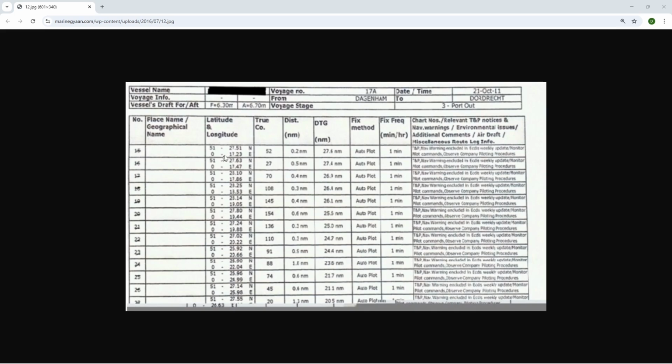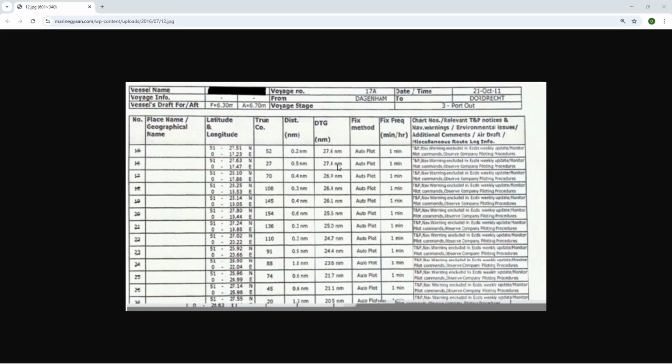So now you can see the waypoints are also mentioned here: 51 degrees 27.51 minutes north, 0 degrees 17.23 minutes east. Then you can see the true course is given from waypoint 15 to 16, right? And what is the distance from waypoint 15 to 16? Then the distance to go, right here. Now you can see the distance to go is reducing. Can you see that?